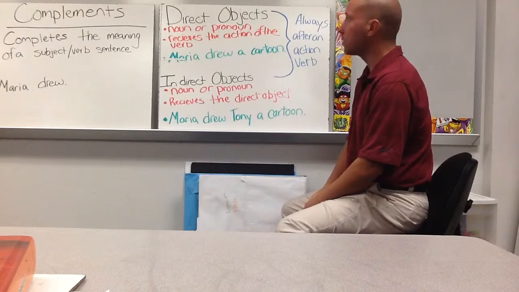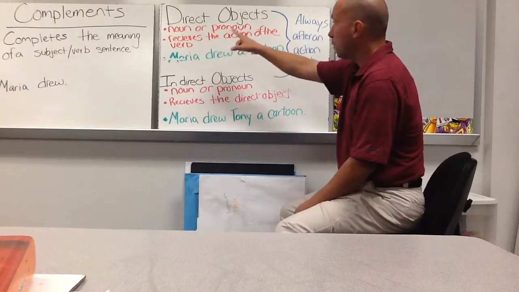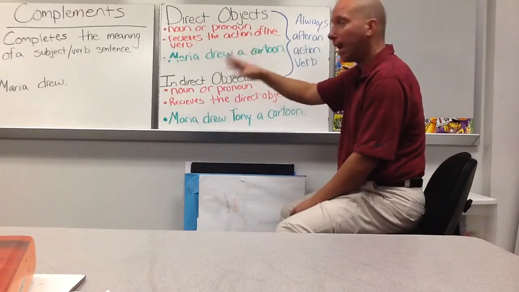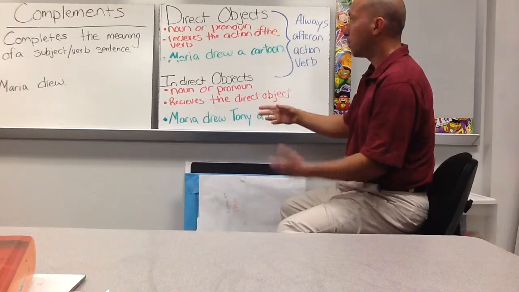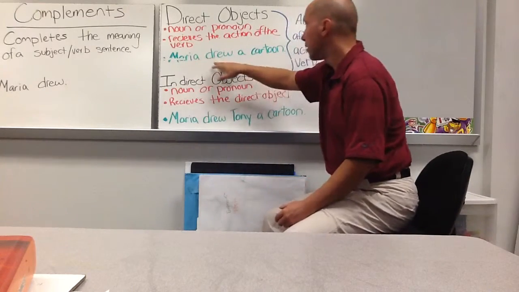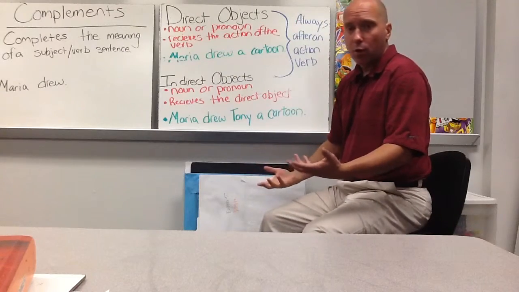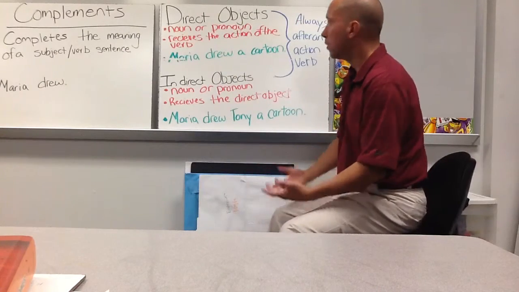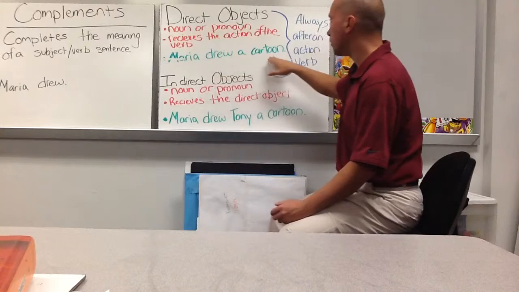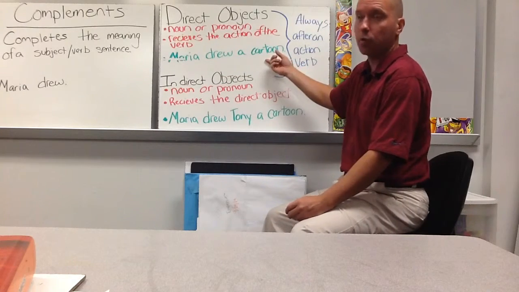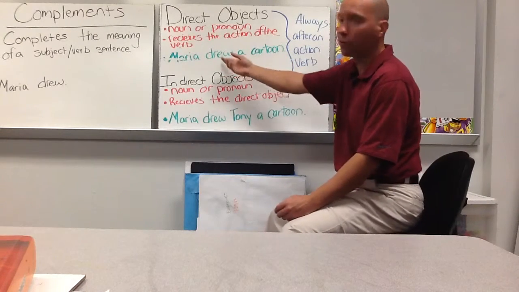So for direct objects, a direct object is always a noun or a pronoun, and it receives the action of the verb. So in our basic sentence, Maria drew, well, what did Maria draw? What received the action of drawing? Well, in this sense, we have Maria drew a cartoon, and that's what she actually drew. That's what basically received the action of her drawing.